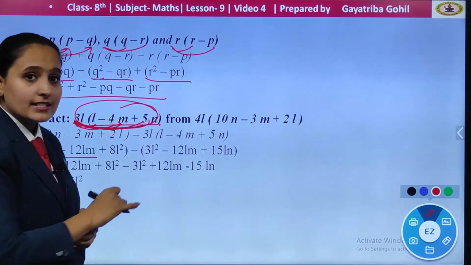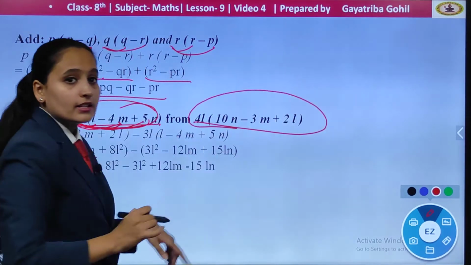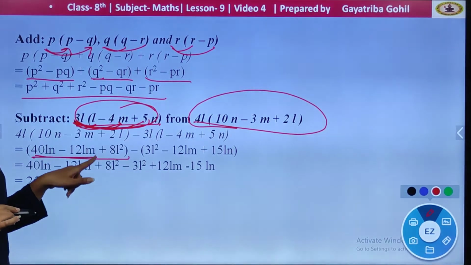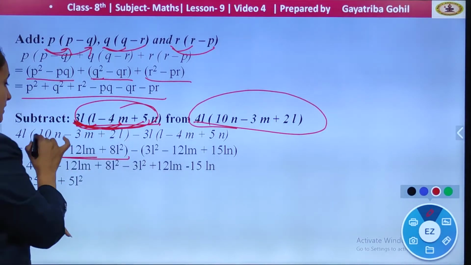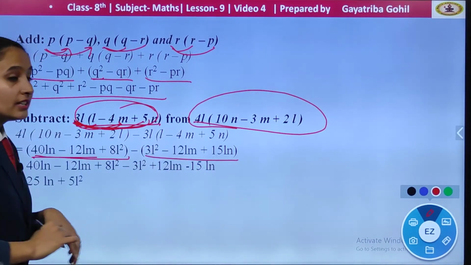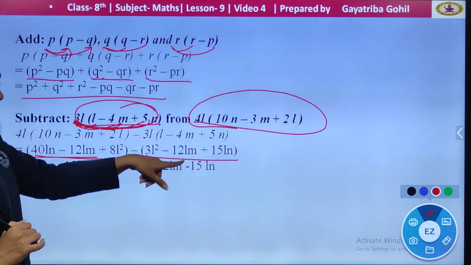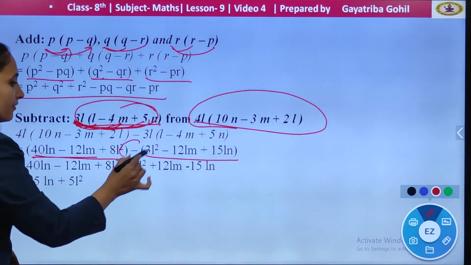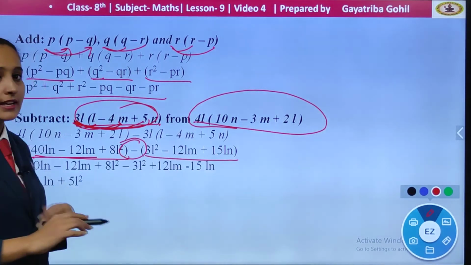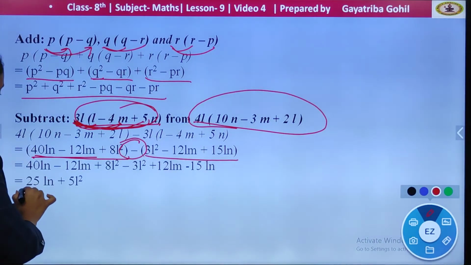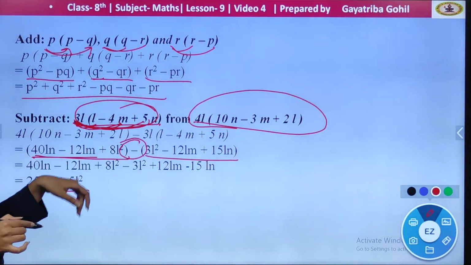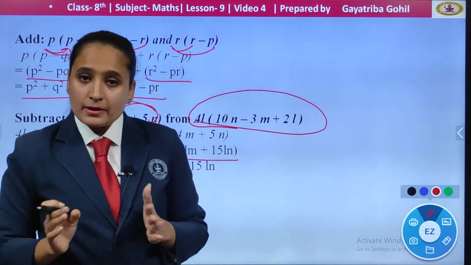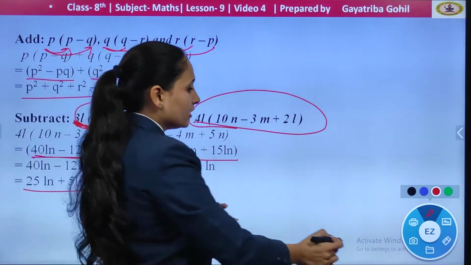Now, we want to subtract this expression from this one. So, this will come first, and when you solve that expression you will get 40 ln minus 12 lm plus 8l square, minus the one that we solved just now. So, 3l square minus 12 lm plus 15 ln, and open the brackets. Now, here we have minus. So, the signs of the second bracket will change. So, here you will get 25 ln plus 5l square. This is the answer you will get after you open the brackets, bring the like terms together and simplify the expression.